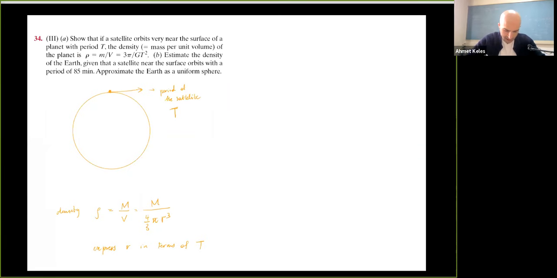So how do I express R in terms of T? I think we have only one trick, and we have to use this trick over and over again. It's GM over R squared, the Newtonian gravitational force, is equal to M times a. A is circular motion, v squared over R. Just clean this up. And v is equal to 2 pi R divided by T. And this is equal to 4 pi squared R squared divided by T squared.